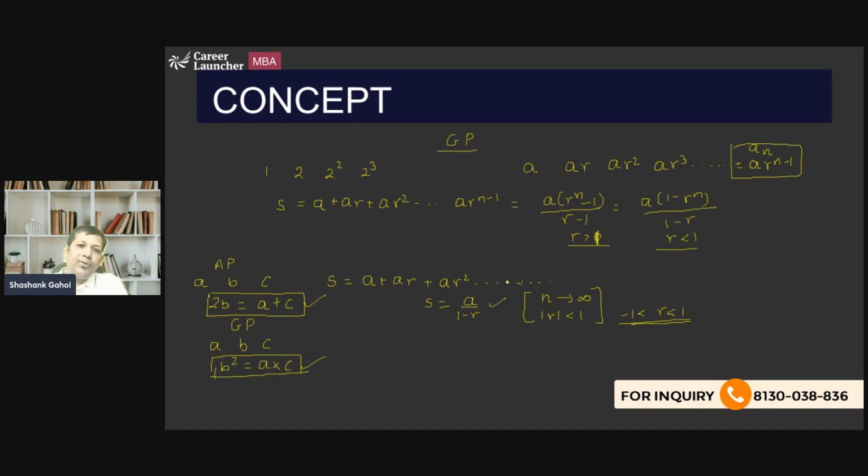Now the problem with GP is, when I have a geometric progression, a lot of times people tend to get confused about how to calculate the common ratio.